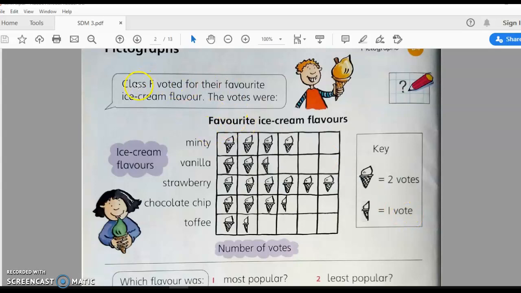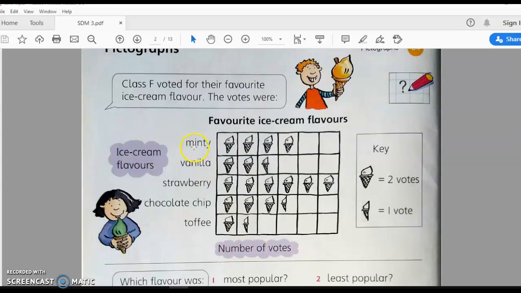Okay, so let's start by reading the title. Class F voted for their favorite ice cream flavor. The votes were these. Now class F can be any class. It can be class year 4 class, okay? So that doesn't really matter. Okay, so we have all the ice cream flavors. We have the title here, the label, okay? And we have the number of votes.